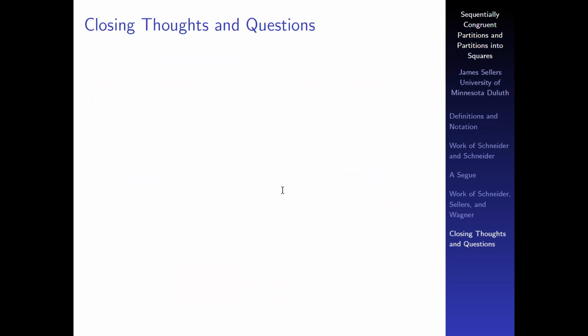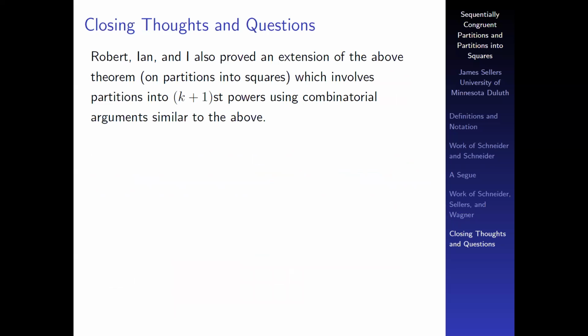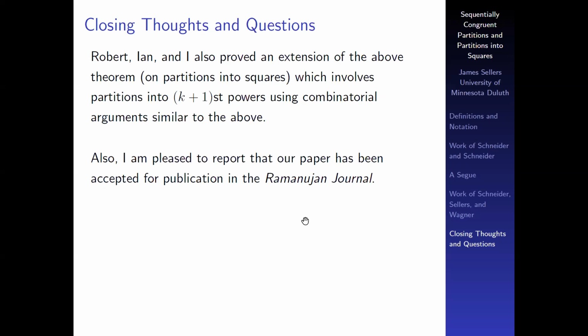So you can see from the picture, if you will, how to get from the sequentially congruent partitions to the partitions into squares. And I'll just mention that we expanded this from squares to partitions that had exponents of the form k+1. This paper's been accepted and will appear in the Ramanujan Journal at some time in the near future. And since I'm low on time, I'll close there, and thank you very much.